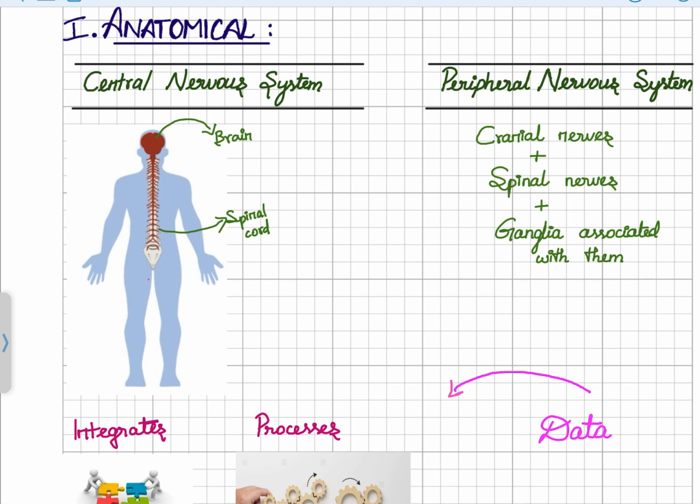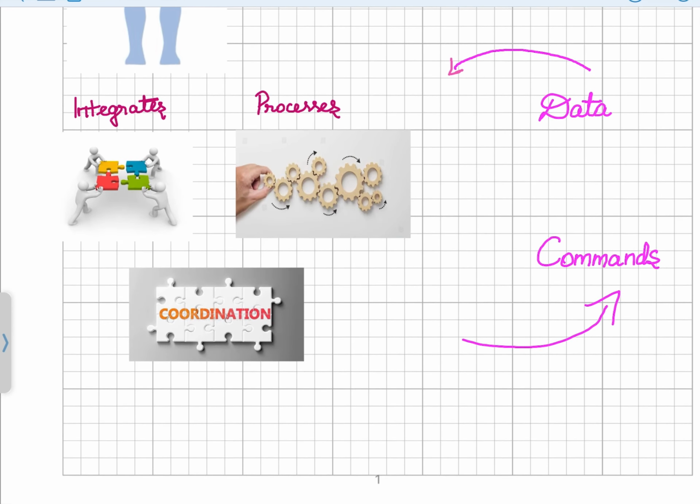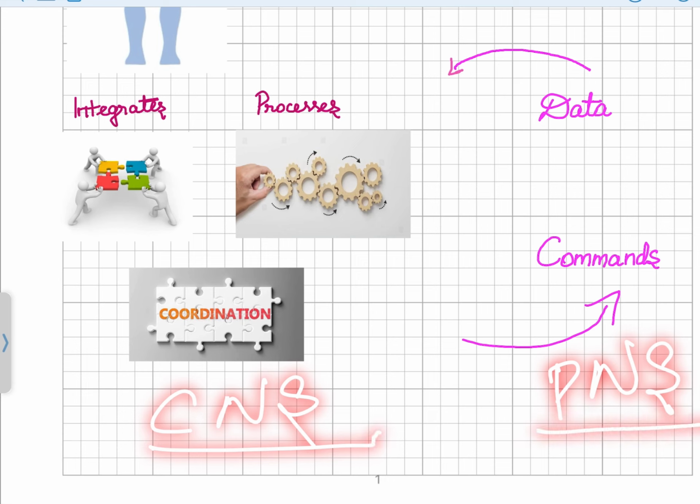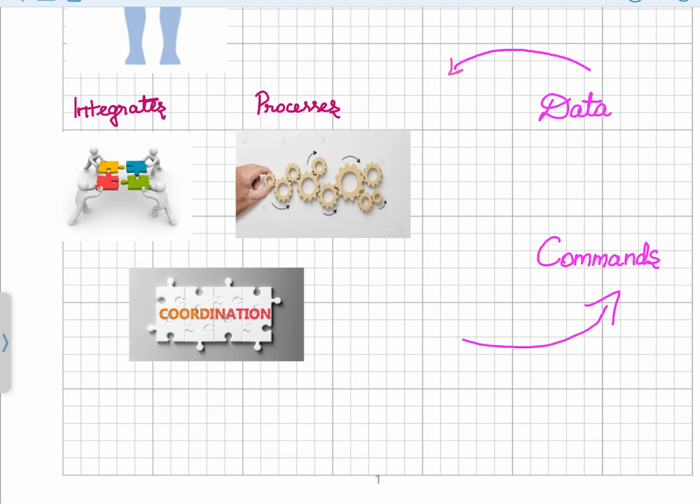Simple. Let's see their functions. Here are the functions of CNS and here are the functions of PNS. From now we will refer to CNS as central nervous system and PNS as peripheral nervous system. What CNS does is, whatever information enters our brain, it will integrate it, process it, and coordinate all the information, right? For all these three things, we need some data. We need some data to integrate, to process, and to coordinate.